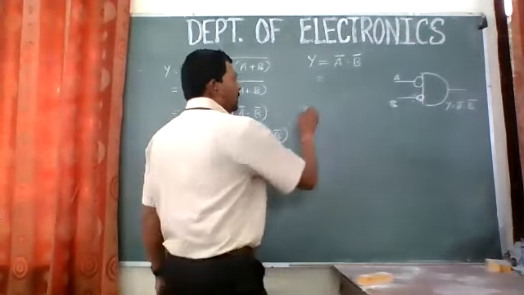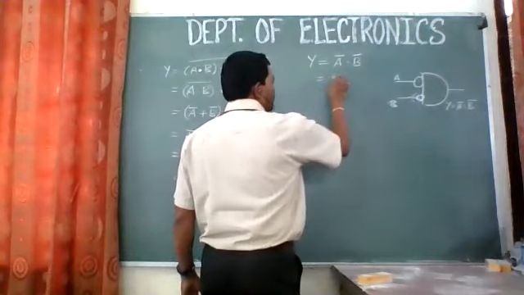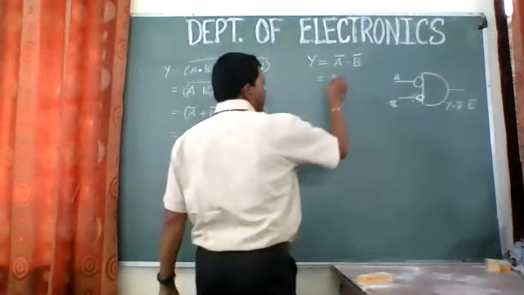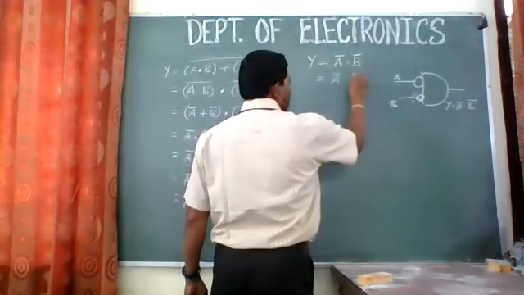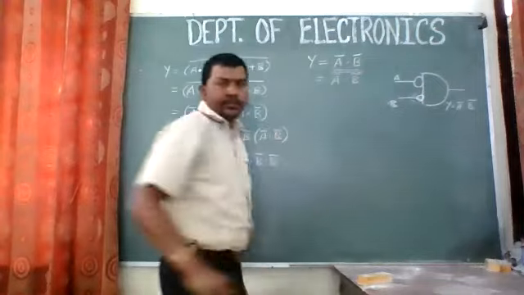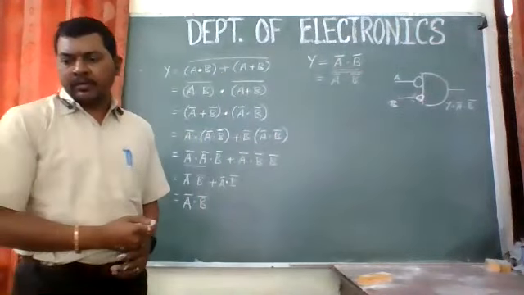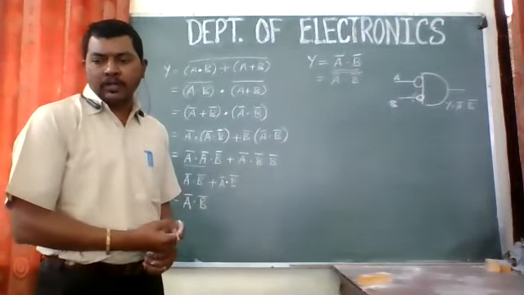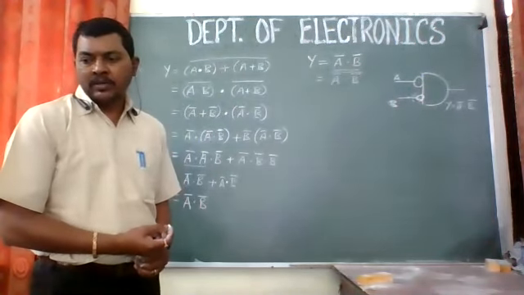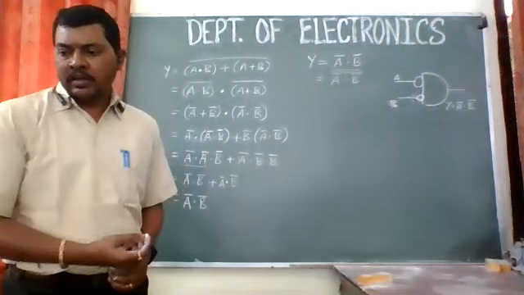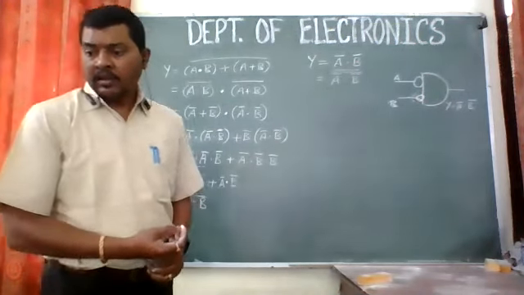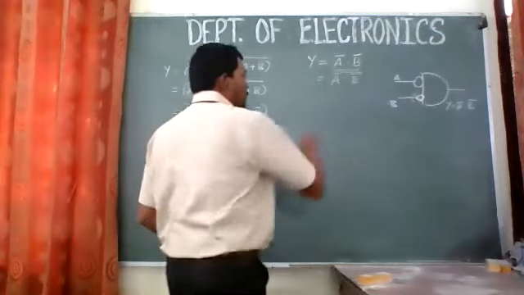So let us take the equation for the law of inversion. We can take this as double inversion like this. So we'll be having A complement dot B complement, double inversion, right? Yes, so we can solve this.